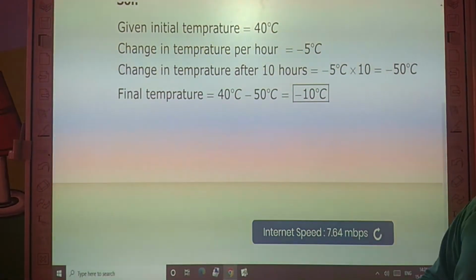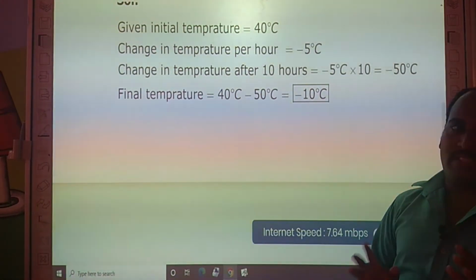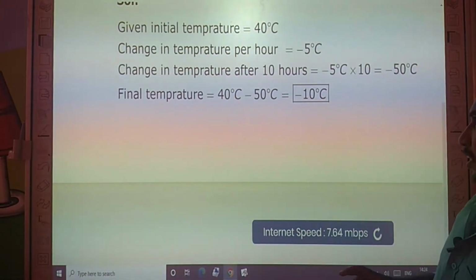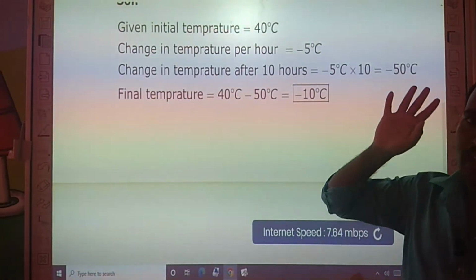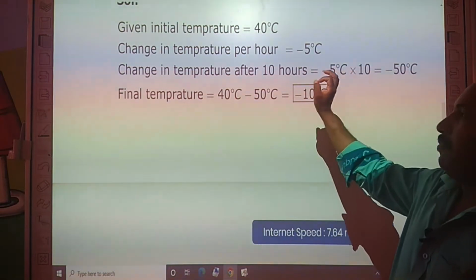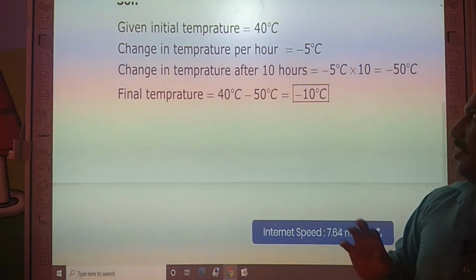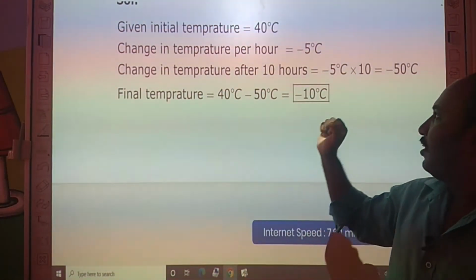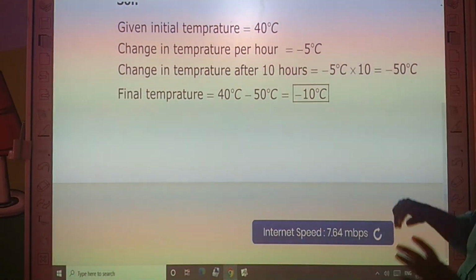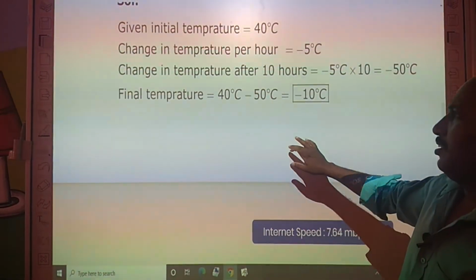Then the change in temperature we want after 10 hours. So minus 5 degrees Celsius is the temperature change per hour, multiplied by the 10 hours. Minus 5 into 10 is equal to minus 50 degrees Celsius.